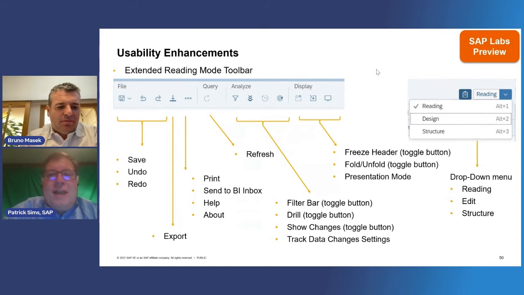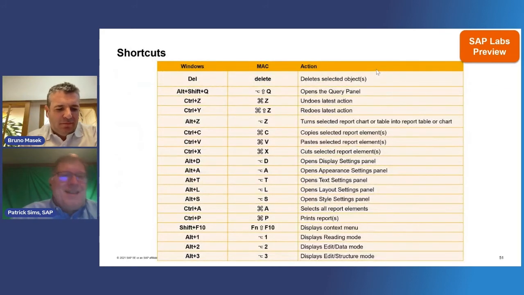And also a little hint for a slide that's coming soon. Look at Alt 1, Alt 2, and Alt 3. So you've got keystrokes to do this as well. So shortcuts are an option for you too. And there's the slide. So shortcuts are back for both Windows and Mac.